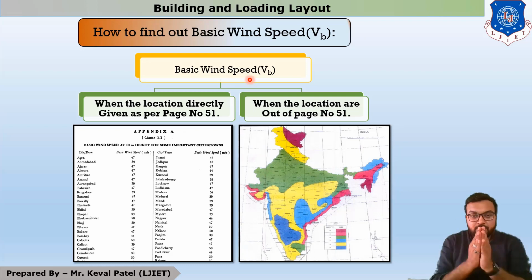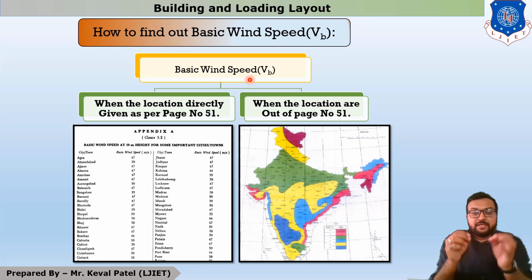Say for example, we have to design a building in Ahmedabad. So all the students, move to page number 51, in which it is directly given in Appendix A for Ahmedabad. The basic wind speed, which is in meter per second, is 39 meter per second.